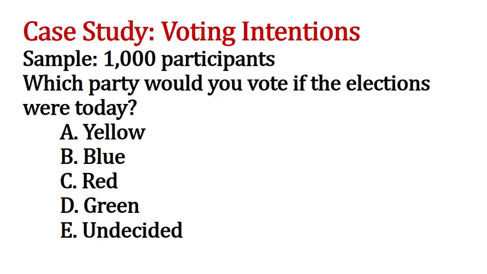Okay, so let's start with one variable, and as I said, one nominal variable. The case study is about voting intentions. We've got a sample of 1,000 participants who answered a simple question: which party would you vote if the elections were today? And they have the option of yellow party, blue party, red party, green party, or they had to indicate whether they were undecided.